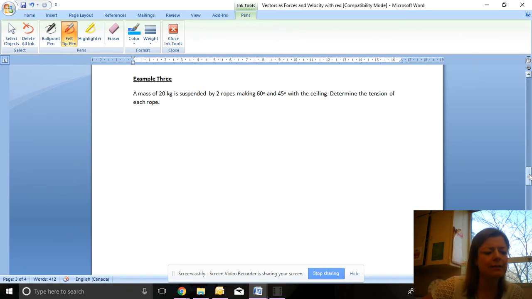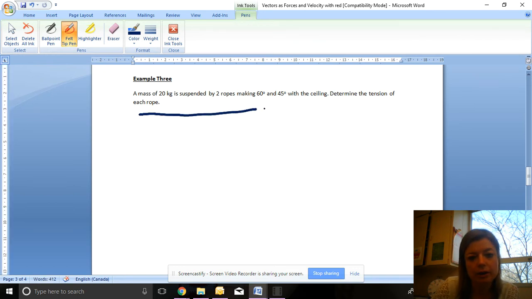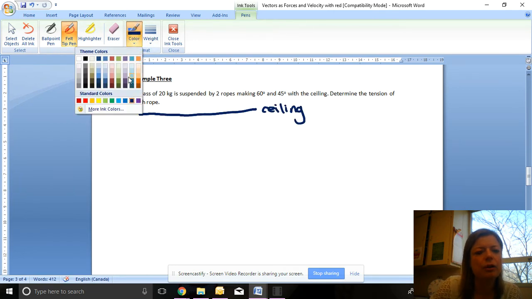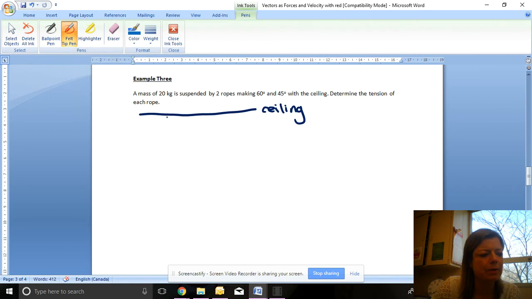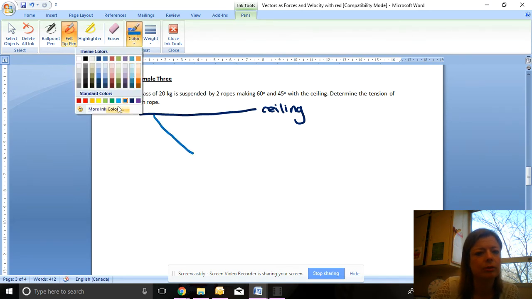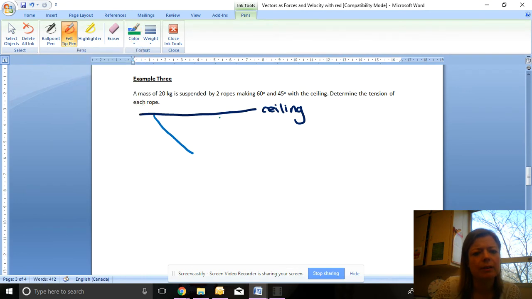So a mass of 20 kilograms is suspended by two ropes, making 60 and 45 degrees with the ceiling. Okay, so this is kind of like our ceiling. This is not awesome on the trackpad, but I'll try my best. So we have two ropes. One is at a 60-degree angle with the ceiling, and one is at a 45-degree angle to the ceiling. You might even want to get your protractor out.